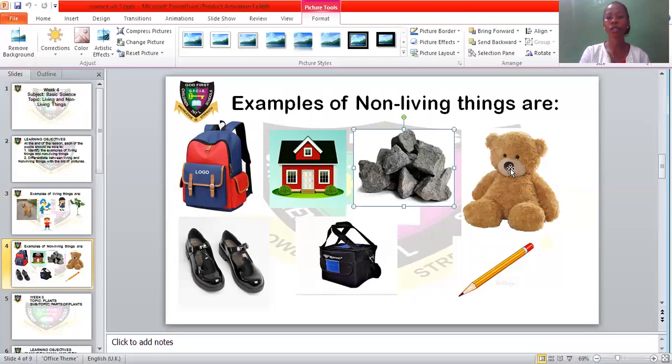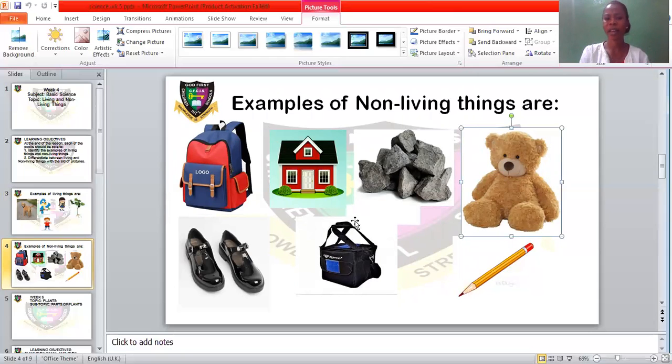Now let's move to the next picture. This is a picture of a teddy bear. This teddy bear represents your toys. You all have toys at home. A teddy bear is a toy. So I want to ask you, can your toys talk? No. Can your toys eat? No. Can your toys move? No. So your toys are examples of what? Non-living things, because they cannot talk, they cannot eat, and they cannot see.